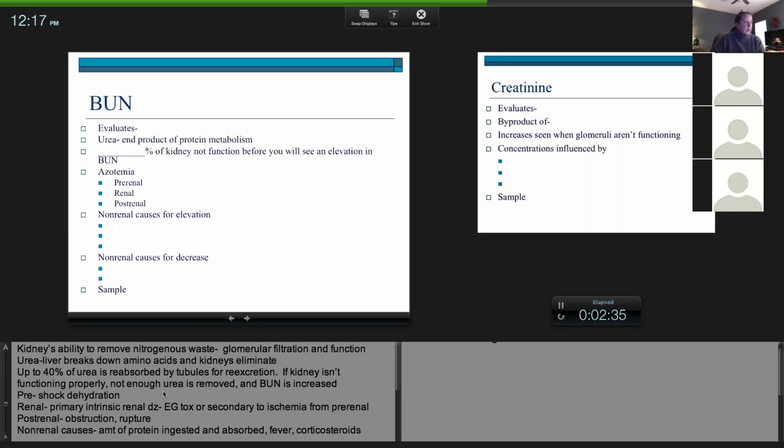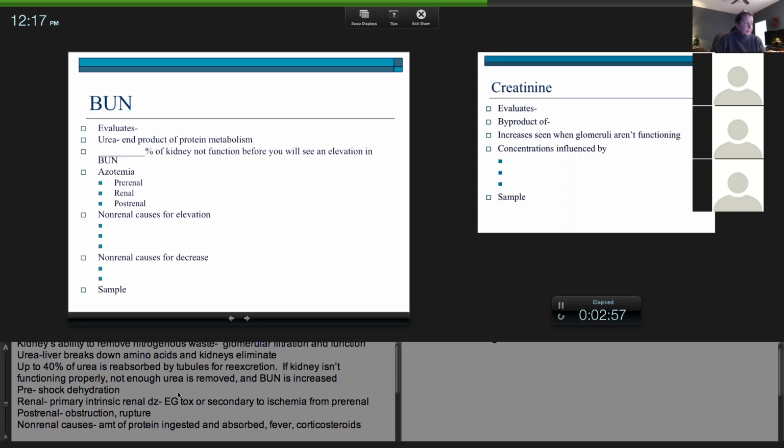There are a lot of notes under here. If the kidney isn't functioning, not enough urea is removed, and the BUN is increased. Now, non-renal causes for BUN elevation. If you get an elevated BUN in a patient, it doesn't always mean that the kidney is not functioning. So these are non-renal reasons. Sometimes it can be pre-shock dehydration. The other thing is sometimes we have animals that can have stomach ulcers or stomach upset that can have a little bit of an elevation in BUN.